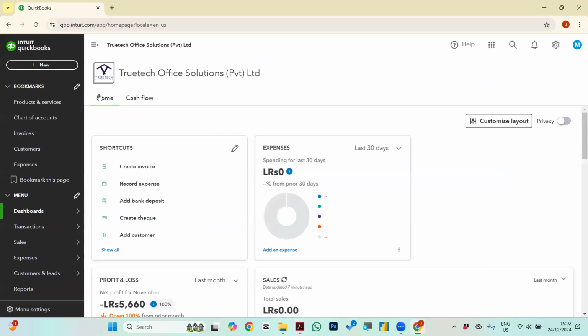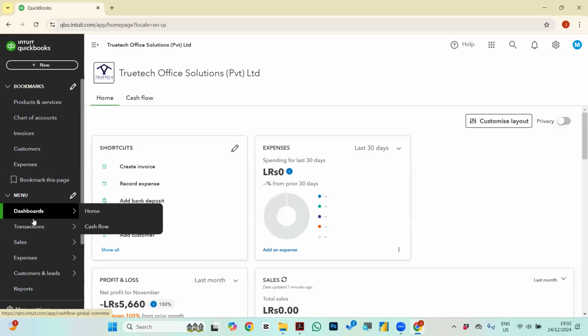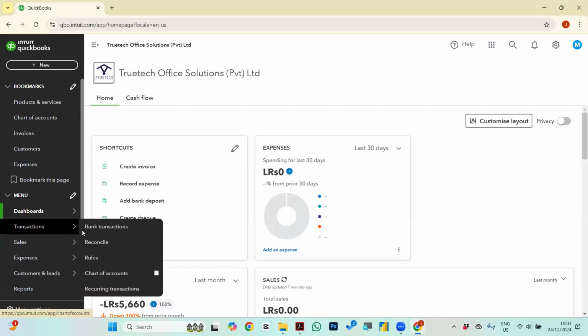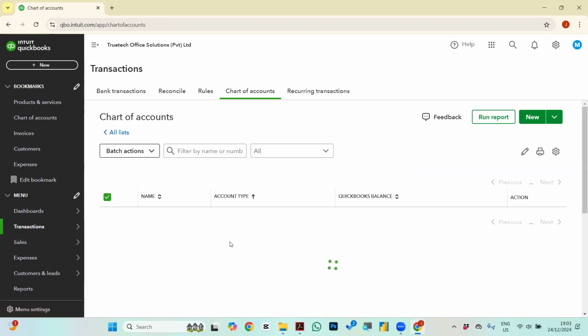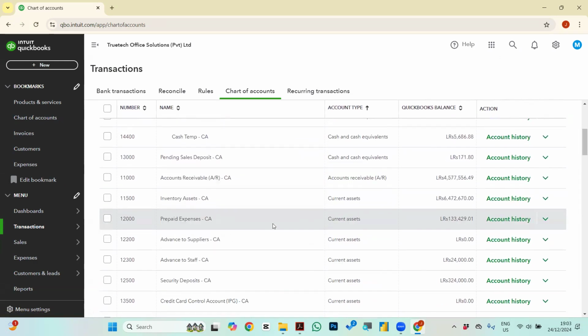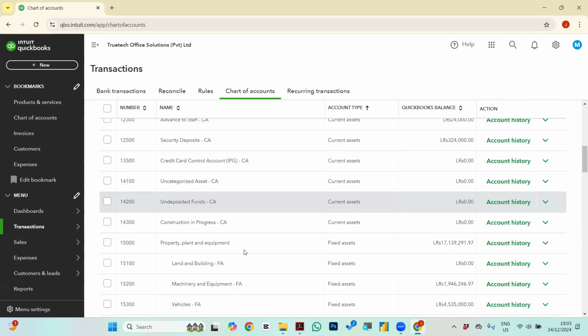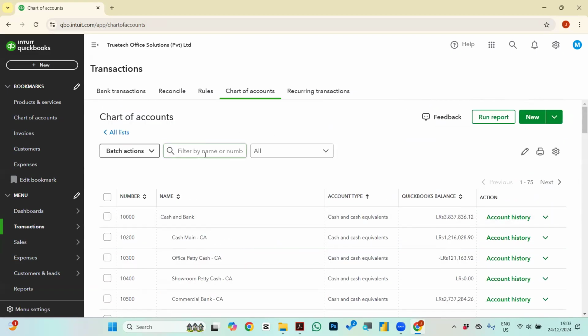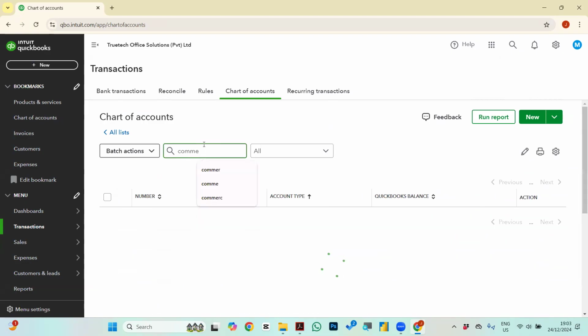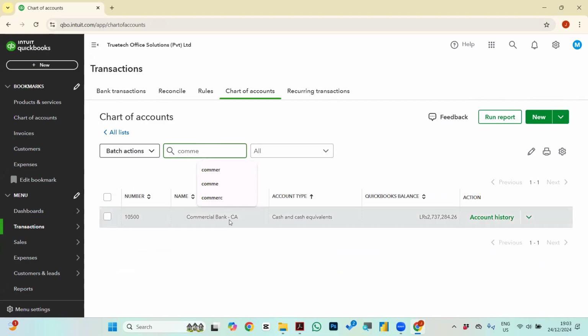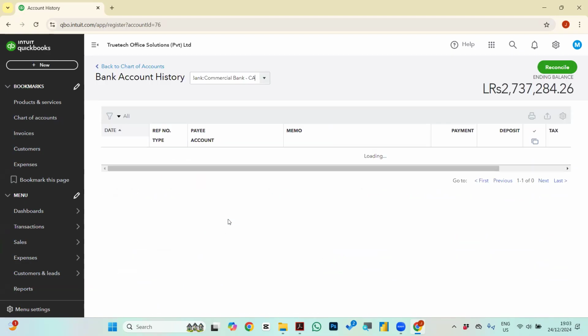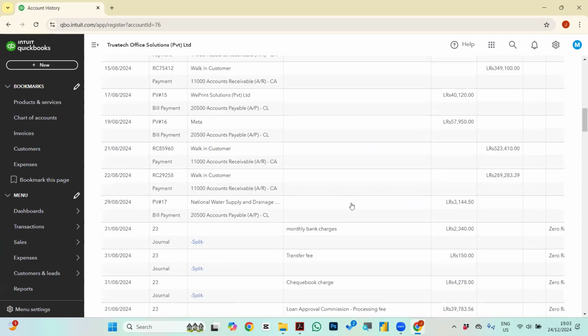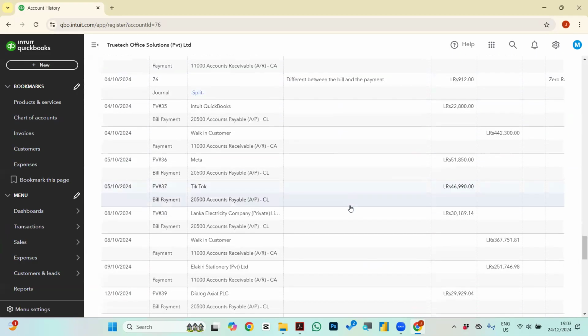So now I'm going to head to the chart of accounts. If you go to transaction, there also you can find the chart of accounts. From the chart of accounts, we can take the report from any account. I'm going to type commercial bank, which gives you the results for commercial bank. I'm going to double click it, so I'm getting all the transactions related to commercial bank.